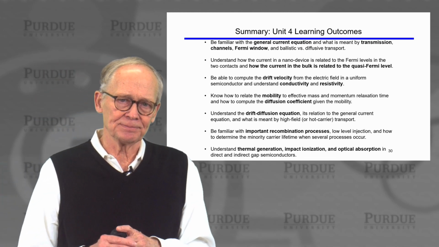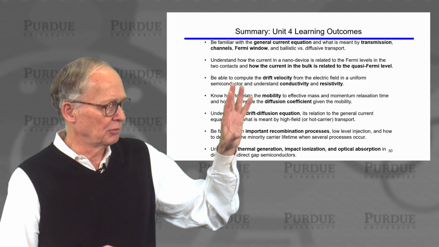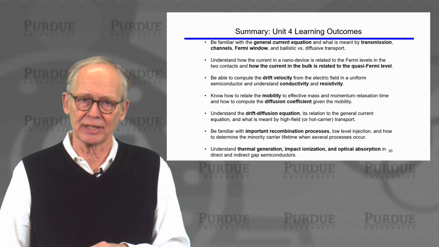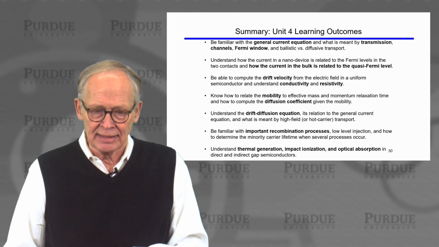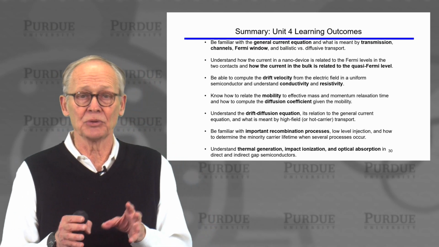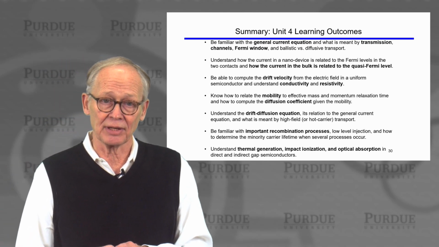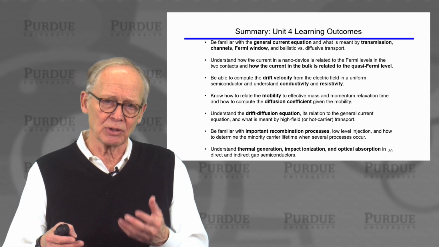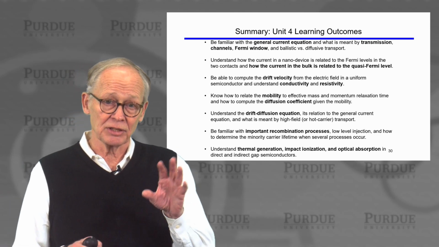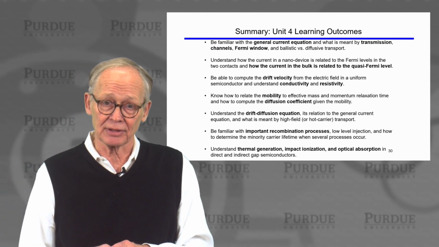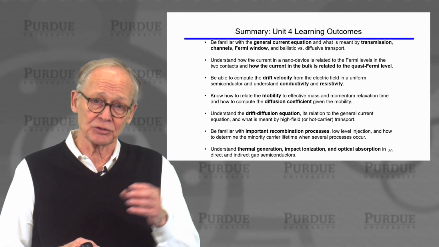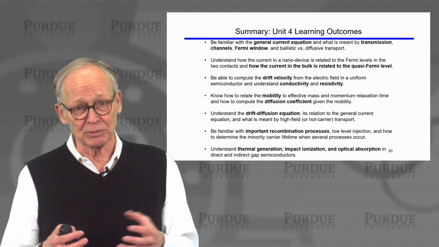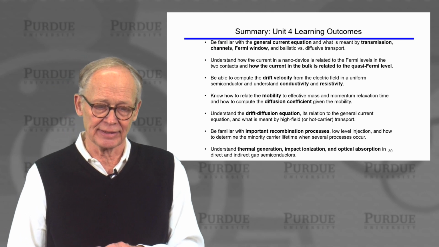Okay, we've covered a lot of ground in Unit 4. Just to remind you of some of these learning objectives, be familiar with the general current equation and key concepts like transmission, channels, Fermi window. Be sure you understand especially how current flows in the bulk and how it is related to the gradient of the quasi-Fermi level. Be able to compute the drift velocity when there is only an electric field present and understand what we mean by conductivity and mobility. You should understand how mobility is related to the microscopic parameters of the semiconductor and how the diffusion coefficient is related to the mobility. And you should have a good, solid understanding of the drift-diffusion equation. This is frequently the starting point when we sit down and analyze a semiconductor device.